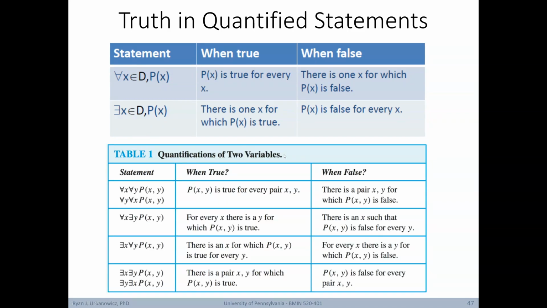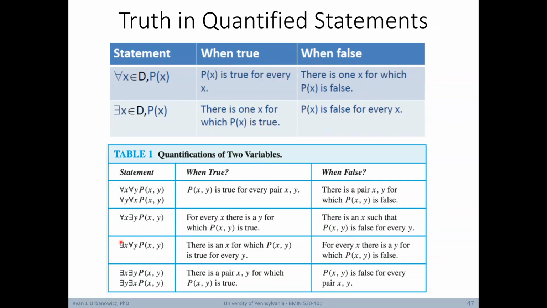Let's extend this thinking now to quantifications including two variables. Let's start with two universal quantifiers. In this case, these universal quantifiers with two variables are true when P of x y is true for every single pair of x's and y's. It can be false if there is just one pair x and y for which P of x y is false. How about for this situation, where we have both a universal and an existential quantifier? This is true when for every x, there is at least one y for which P of x y is true. And it's false if there is an x such that P of x y is false for every single y.